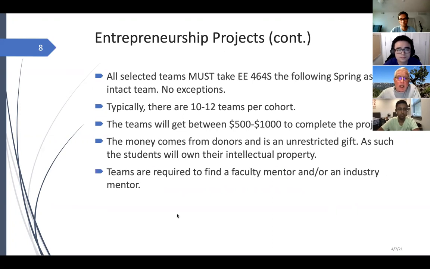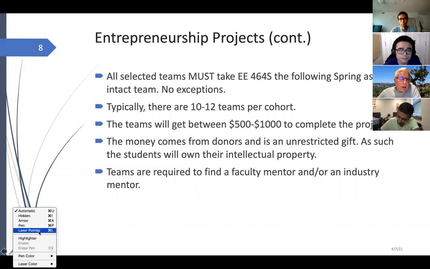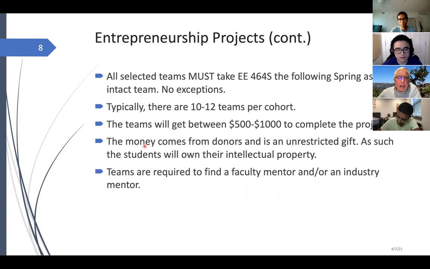Well, I'll just jump down here. I'll get my little laser pointer here again. The money comes from donors as an unrestricted gift. And so we will give you between $500 and $1,000 to complete the project. And since the money is unrestricted, you continue to own the intellectual property.